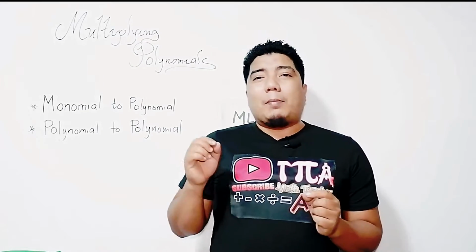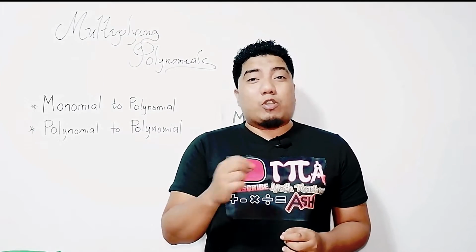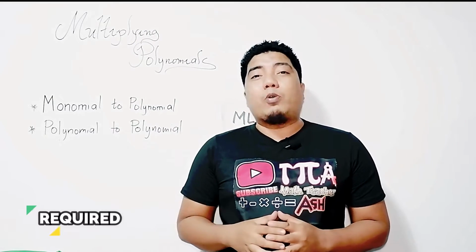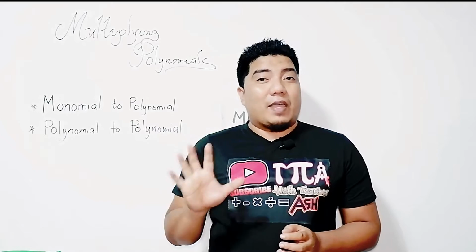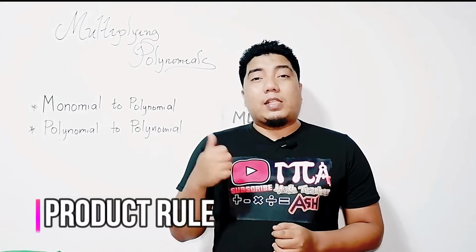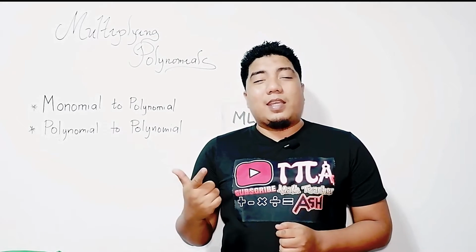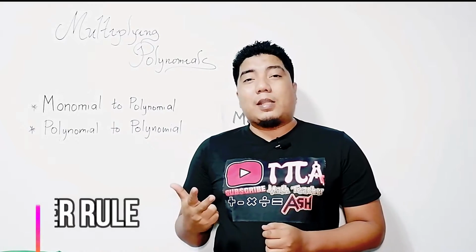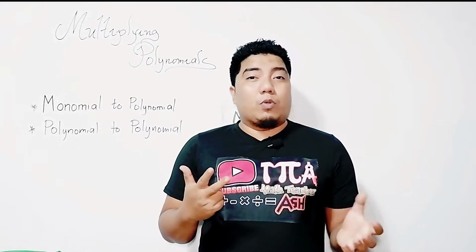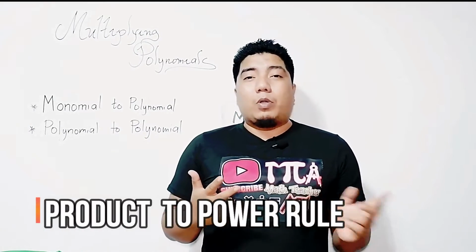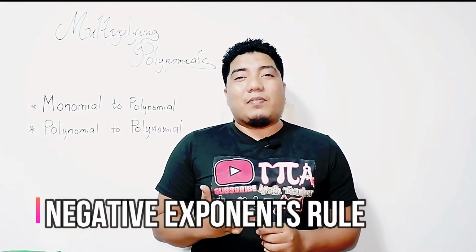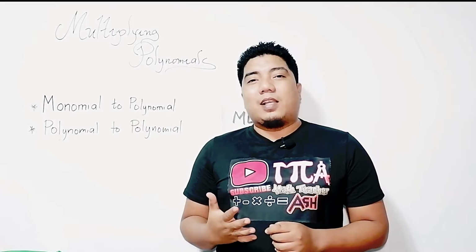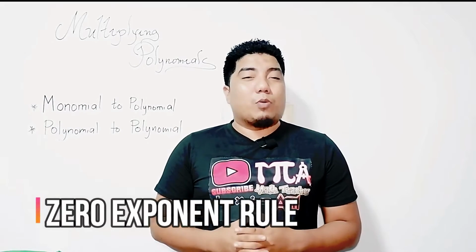Basically, in multiplying polynomials, you need to have a strong foundation on the law of exponents. If you could still remember, the law of exponents has 5 rules. The first one is the product rule. The second is the quotient rule. The third is the power rule, which has 2 sub-rules: the product to power rule and the quotient to power rule. And the fourth is the negative exponents rule. And last but not the least is the zero exponent rule.